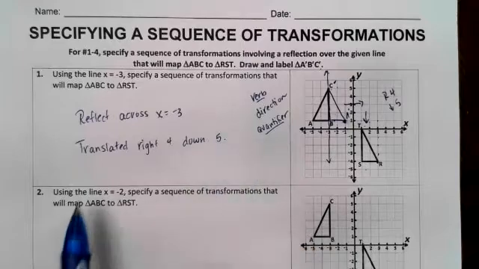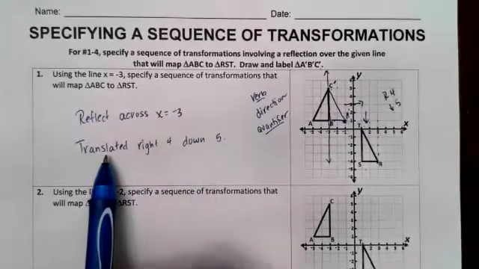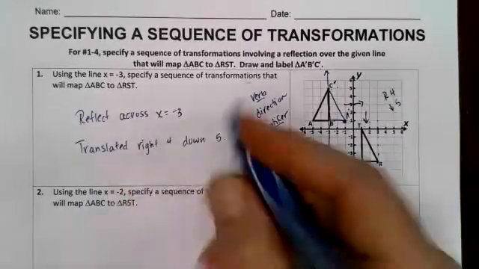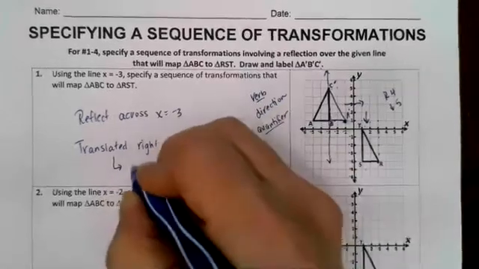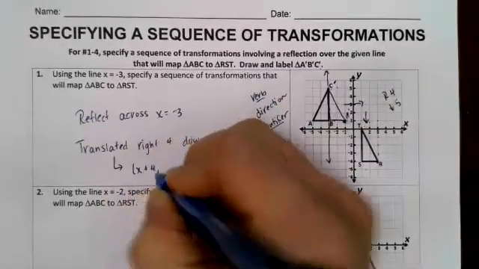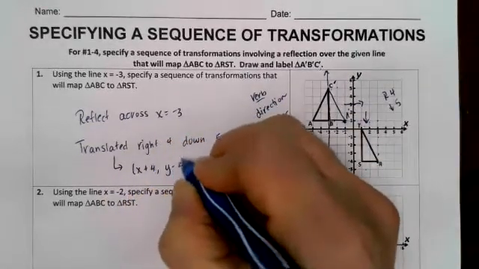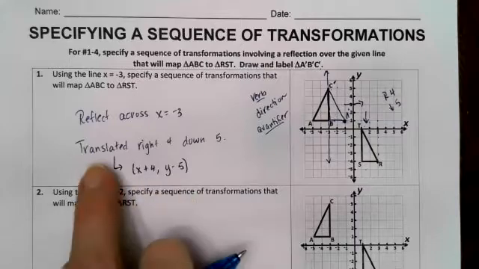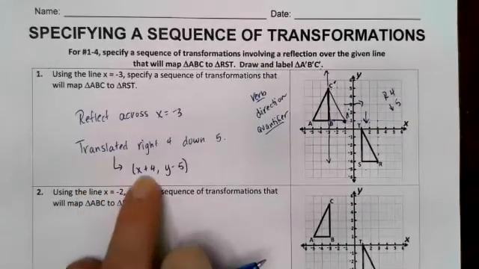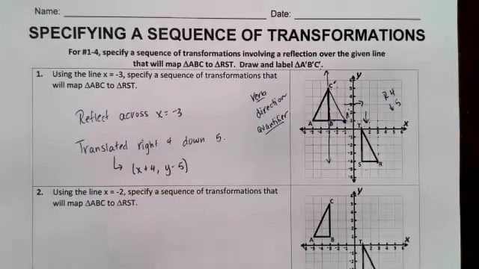And then for translating, translate is my verb, going right, and then 4, direction quantifier, and down 5, direction quantifier. If you don't want to use the words, you still need to include translated, but I could use x plus 4, comma, y minus 5. I'm okay with this as long as you include the verb translated, because here is my direction and quantifier.